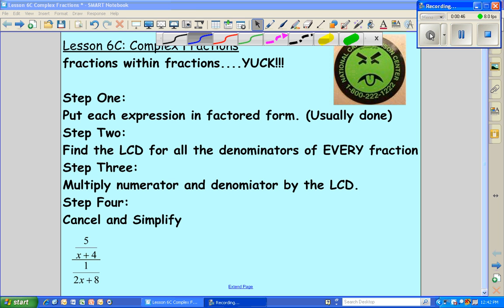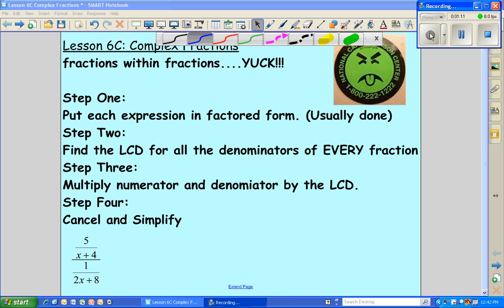Once you've put everything in factored form, you have to determine what your least common denominator, or your LCD, is. And you're going to use the denominators of every fraction to help determine that. Once you figure out what your LCD is, you would multiply the numerator and the denominator by that, cancel out anything you can, and simplify what's left.